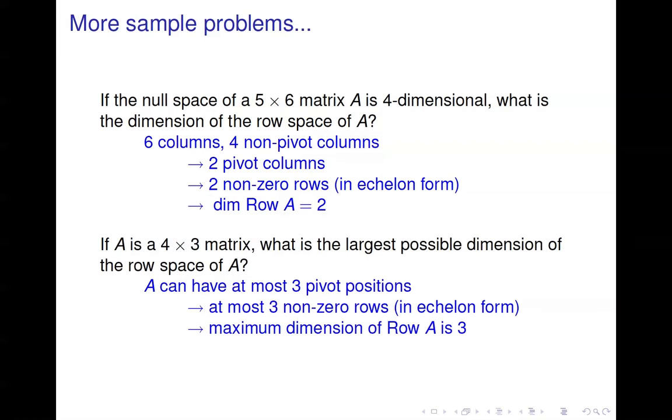All right, how about if A is 4 by 3? What is the largest possible dimension of the row space? Well, if A is 4 by 3, then we could have at most 3 pivot positions, so at most 3 non-zero rows when we put it in echelon form. So the maximum dimension of the row space is 3.